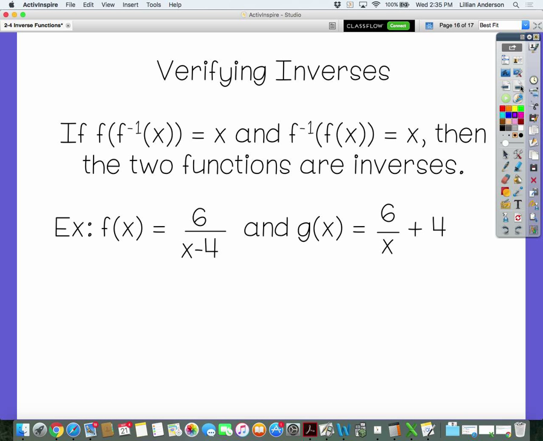And that's what we're going to do. We're going to do 2 examples of this. The first one we'll do together, and then the second one I want you guys to try on your own. But we're going to actually determine if f of x, 6 over x minus 4, and g of x, 6 over x plus 4, are actually inverses of each other. Okay?